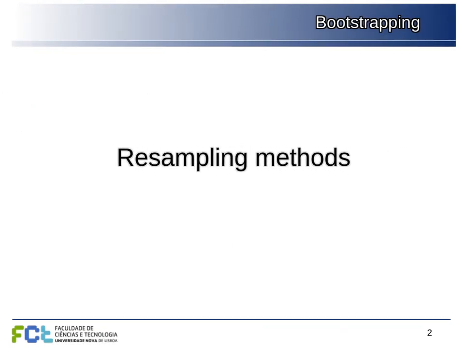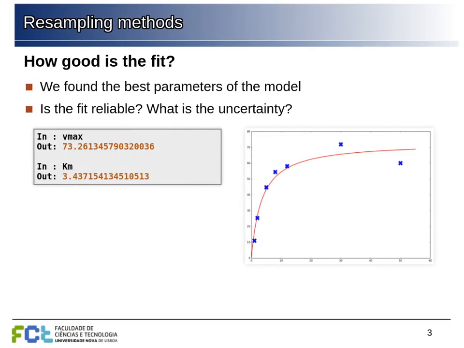So let's start by looking at resampling methods. The idea here is that we have fit some model. We computed the best parameters to adjust to the data. For example, looking at the example from the previous lecture, we see that we have this curve for the Michaelis-Menten kinetics, computing these parameters for Vmax and Km. And this is the curve that best adjusts the data by minimizing the sum of the quadratic error.